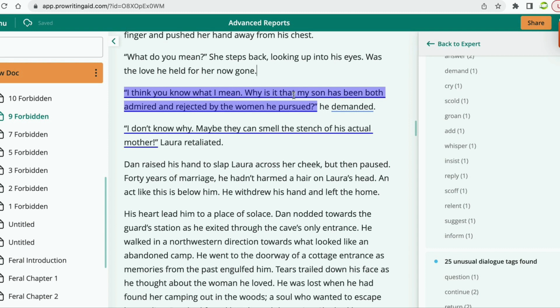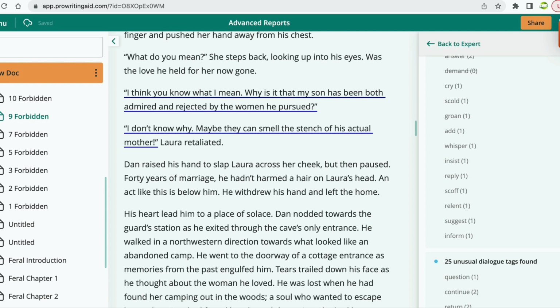Why is it that my son has been both admired and rejected by the women he pursued? He has a very good question on that one. Why is son being admired and rejected by the women he pursued? Okay, so we're going to take this out.